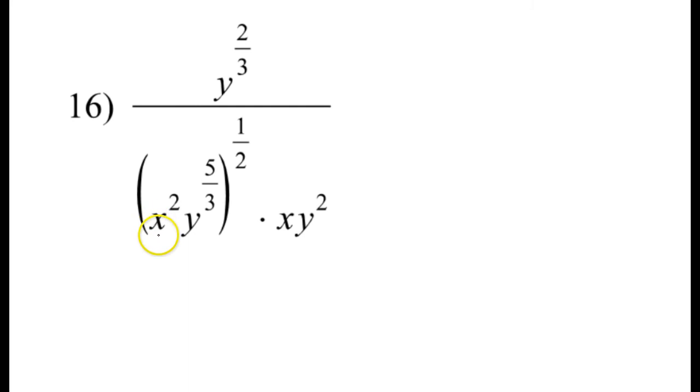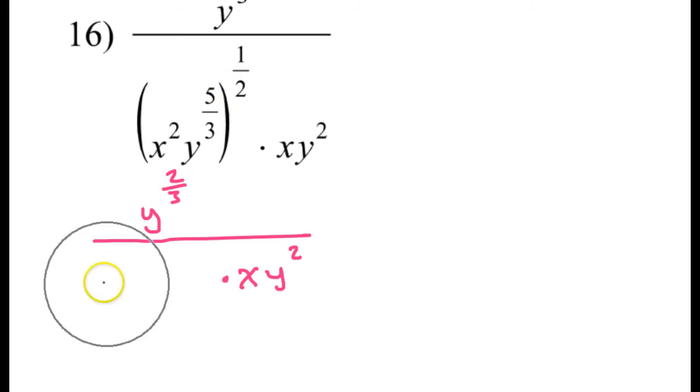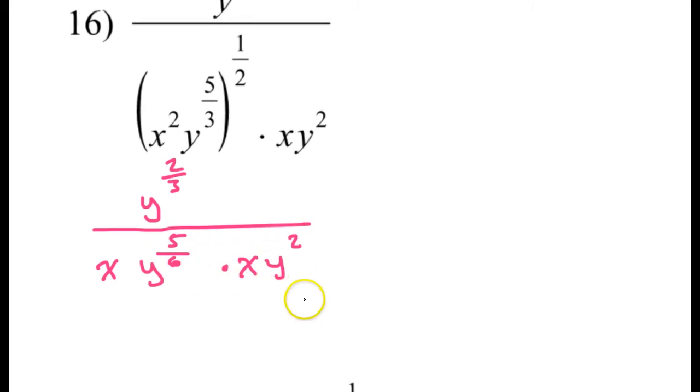Alright, how about number 16? First, I need to deal with the parentheses right here. So I'm going to keep the y to the 2/3 power hanging around. And I'm going to keep the times x y squared. I'm just going to do the parentheses. Now a power raised to a power you multiply. 2 times a half is 1. So that's just going to be x. 5/3 times 1/2, that's going to be 5/6. So I have y to the 5/6 power. So there you go.